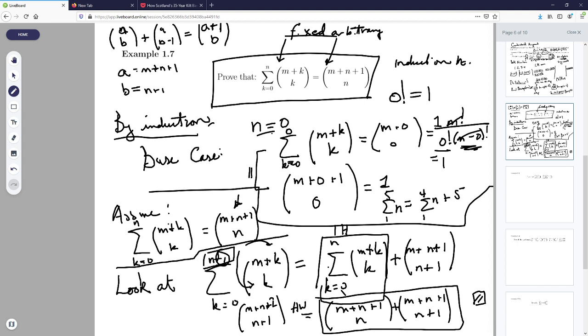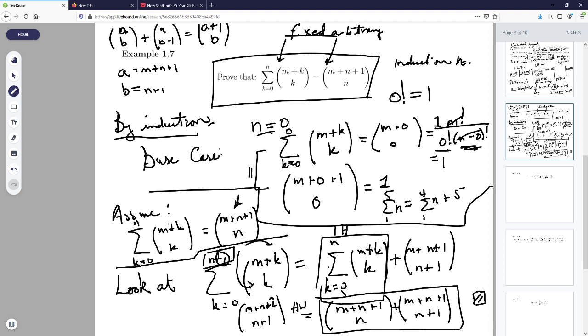So there are combinatorial arguments for this kind of thing. The combinatorial argument is basically that if you're going to pick n things out of m plus n plus 1 things, it's the same thing as already having picked a certain subset of them, and then cycling up from 0 all the way up to n. So there is a combinatorial argument for this.